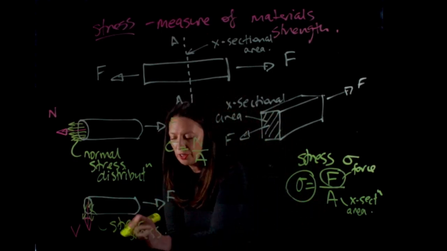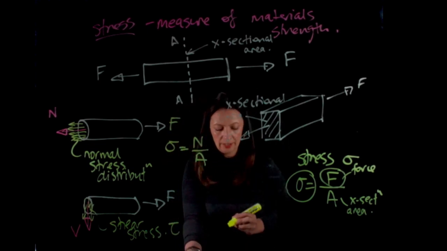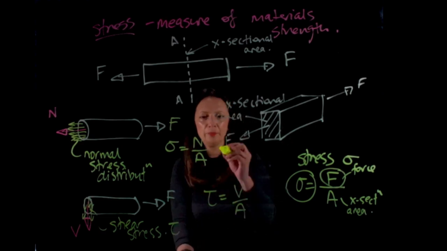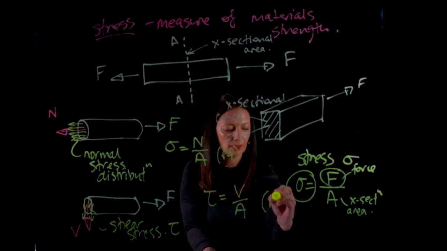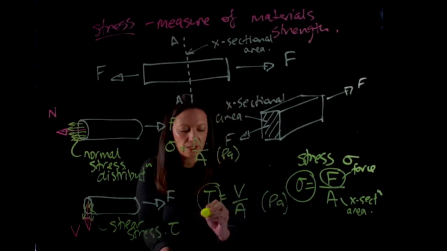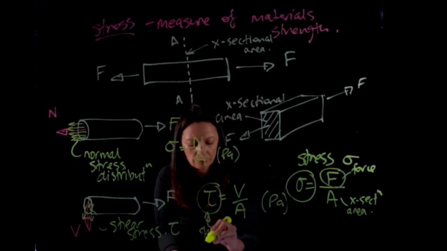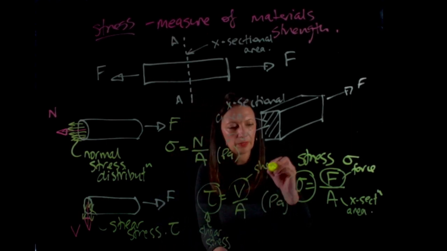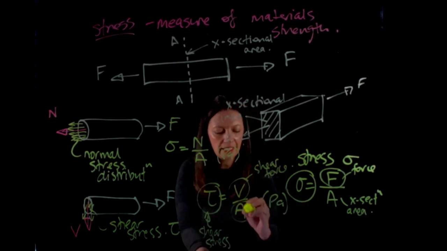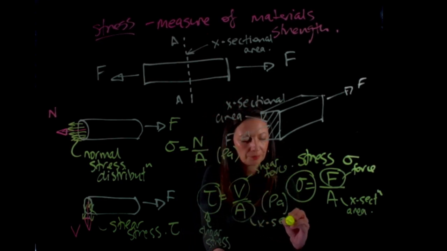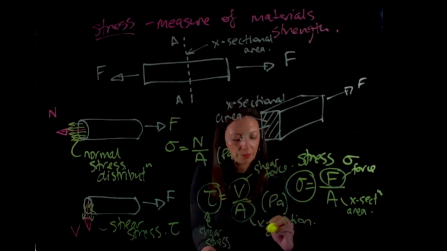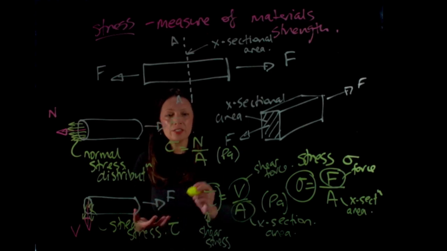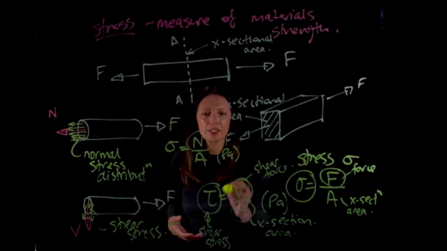We denote shear stress as tau. So tau equals V on A, and my units are always pascals. Tau is my shear stress, V is my shear force, and A is the cross-sectional area. The cross-sectional area for both is going to be exactly the same. The only thing that changes is the type of force that we are applying to the system.